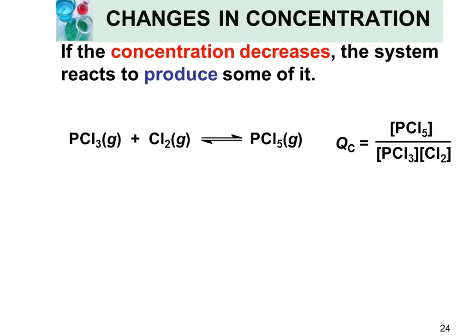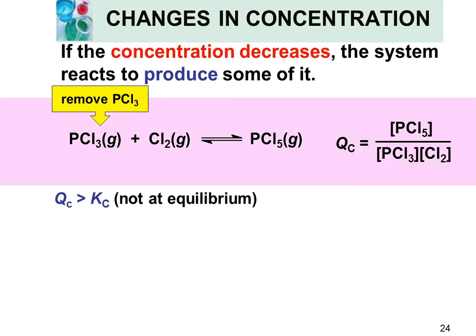If the concentration decreases, the system will react to produce some of it. For example, when we remove PCl3. When PCl3 is removed, there is more product than reactant. So in this situation, Qc is greater than Kc and the system is not at equilibrium.